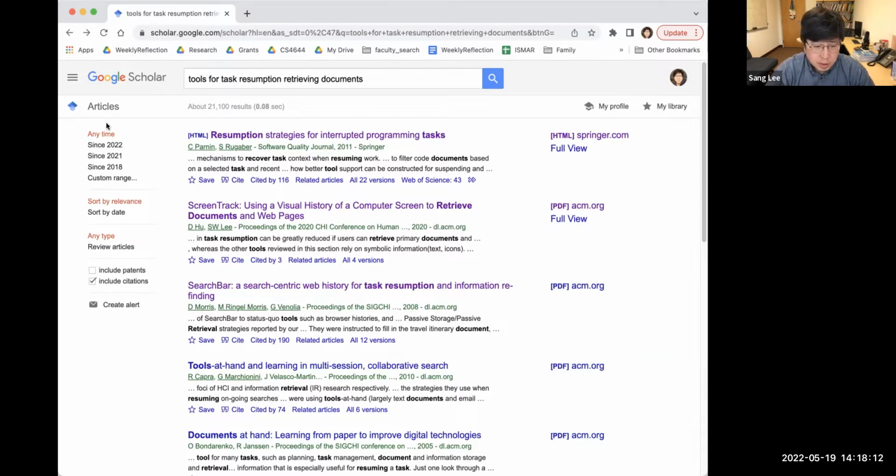So that's really basic, right? But it gives you very useful information like who wrote it, which journal it was published in, and when it was published. That's the basic information. It also highlights the keywords that were included in the search.